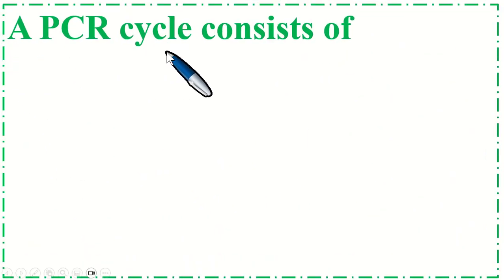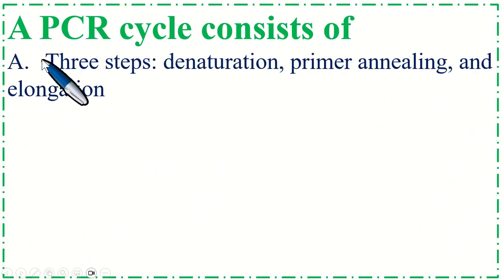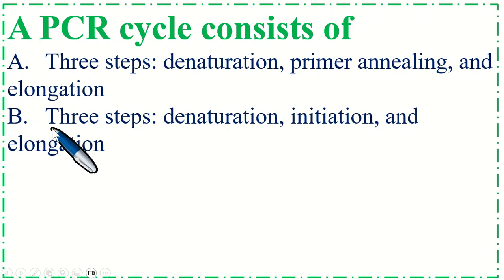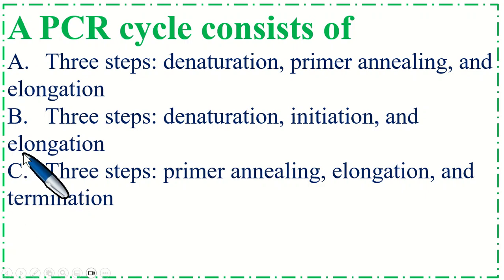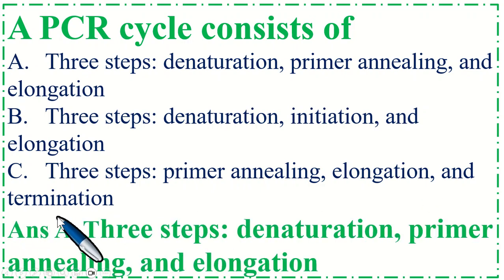A PCR cycle consists of option A, 3 steps: denaturation, primary annealing, and elongation. Option B, 3 steps: denaturation, initiation, and elongation. And option C, 3 steps: primary annealing, elongation, and termination. Correct option is A. Denaturation, primary annealing, and elongation.